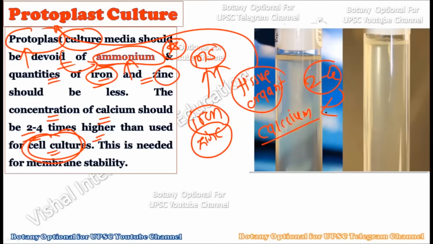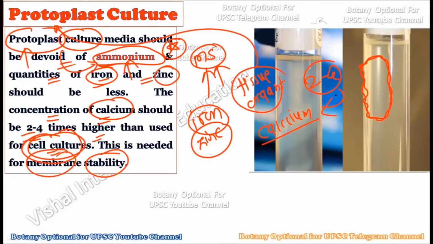So basically here, we do not require ammonium at all. Then we require a very small quantity of iron and zinc, and we require a larger quantity, that is 2 to 4 times higher quantity, of calcium. Now this calcium is needed for membrane stability, because as you know, we are planting the protoplast, and the outer part of a protoplast is directly the plasma membrane, because there is no cell wall. So for maintaining the stability of this membrane, we should add more calcium.